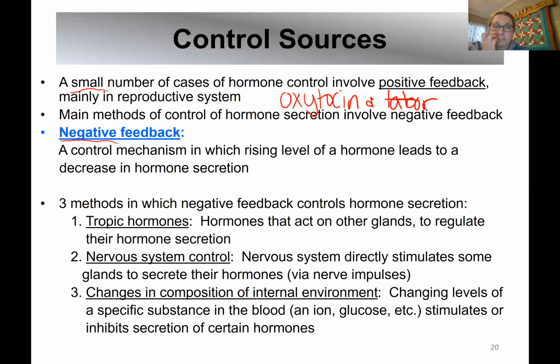Now, there's 3 steps or 3 ways that hormones can respond to negative feedback, okay? And I'm going to talk about some of these steps here just really quickly. Now, in our bodies, we have what are called tropic hormones. And these are hormones that go from one gland to another.